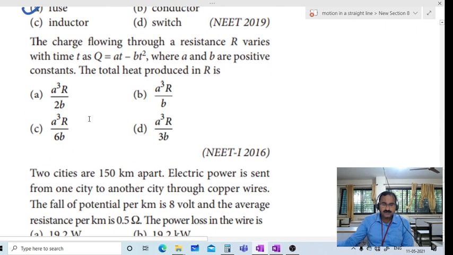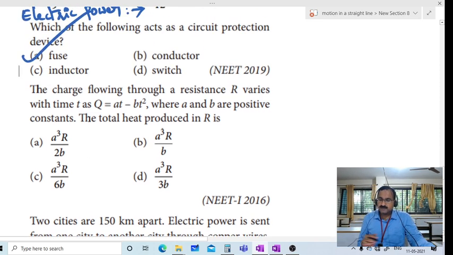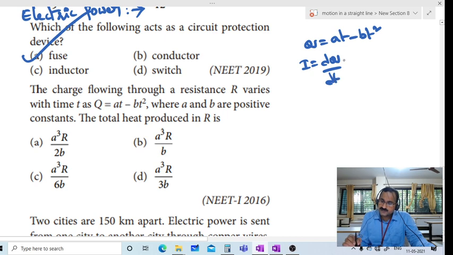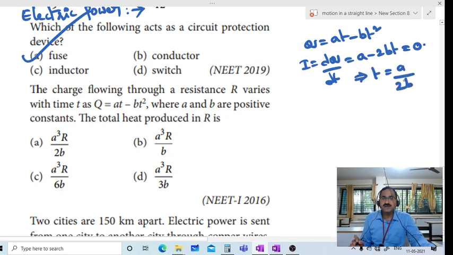Next, the charge flowing through a resistor R varies with time as Q is equal to AT minus BT square. This is a little bit lengthy part, I will discuss it. Q is equal to AT minus BT square, and they are asking for the total heat produced. What about the current? I is equal to dQ by dt. Differentiating, A minus 2BT equal to 0. Therefore T is equal to A by 2B.